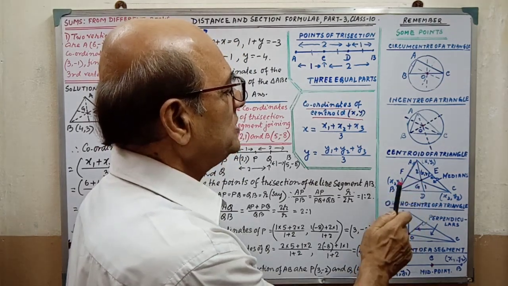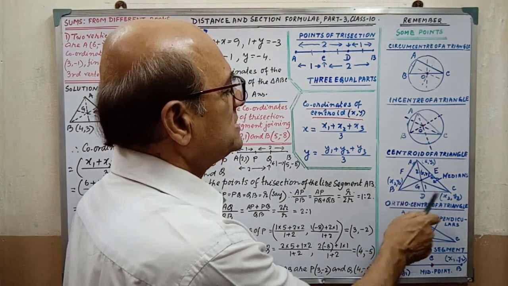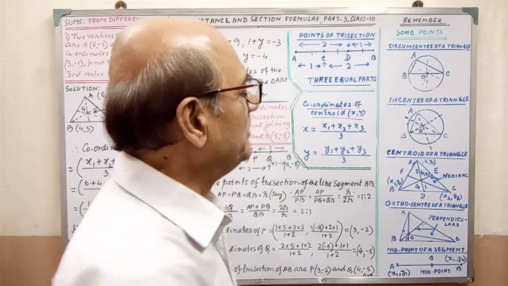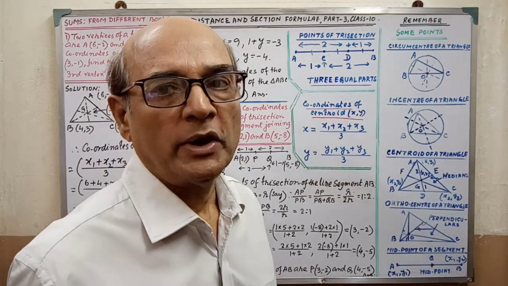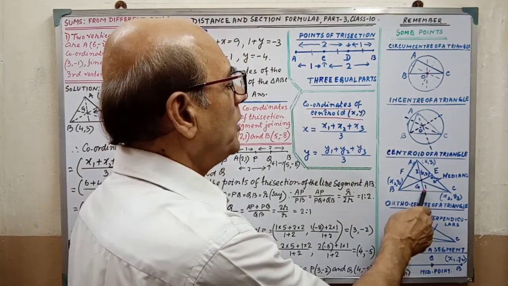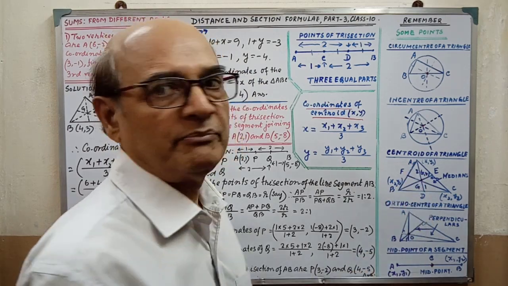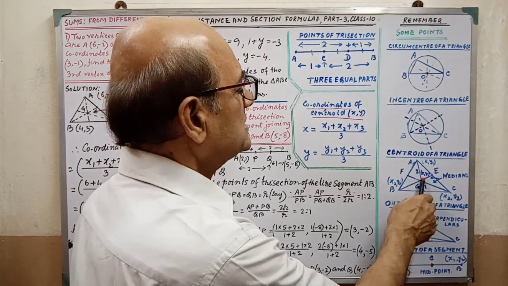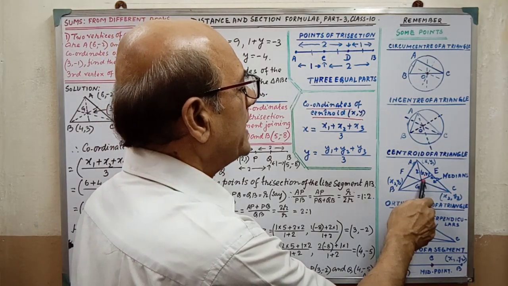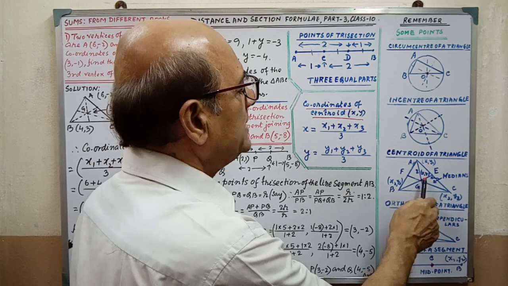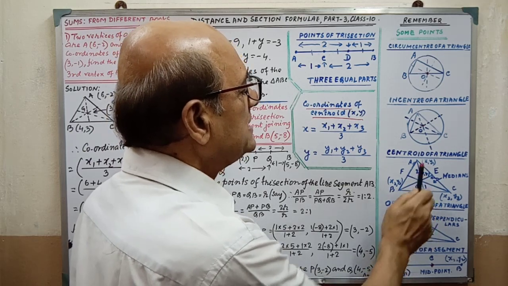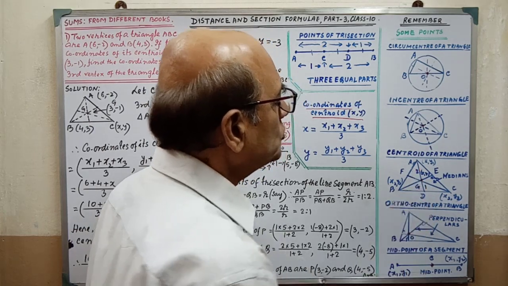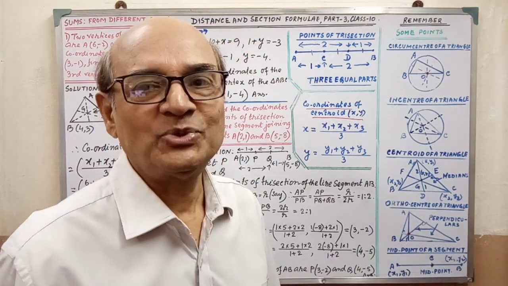Here the triangle ABC, coordinates of ABC are given. In case of centroid, it is the meeting point of three medians. What is a median? Joining a vertex to the midpoint of the opposite side, the segment you get is known as the median. This point is known as centroid and denoted by G, and this median is divided at the centroid in the ratio 2:1. This you have to remember.